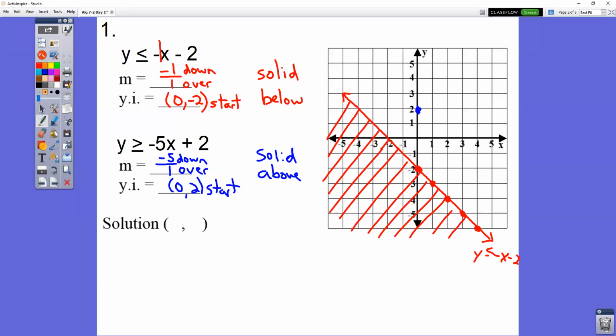And now from there, I'm going to go down 5 and over 1. 1, 2, 3, 4, 5 over 1. 1, 2, 3, 4. I lose track there. All right, so you just sort of have to estimate a little bit. I'm going to connect it using a solid line, put arrows on the ends of my line, and I'm going to shade above. Now, above would be in here.